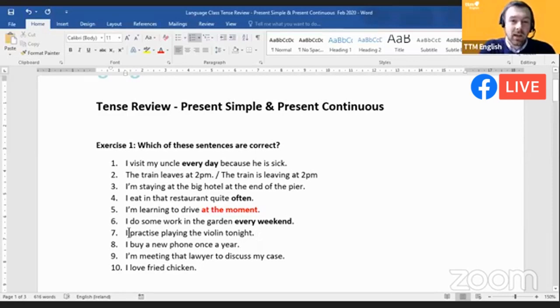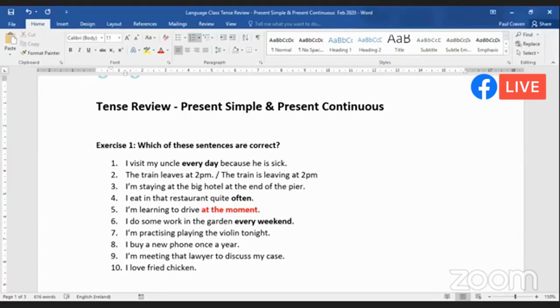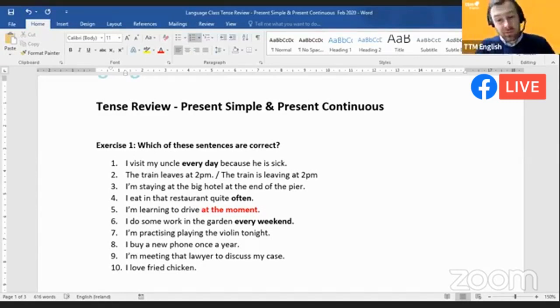So for me, I would use, I'm practicing, and I know it sounds strange. I'm practicing playing the violin. It's a future arrangement, not a future plan. We'll see the difference when you look at the future tenses. You've got plans, intentions, and arrangements. This one makes me think that I'm going to a teacher, or that I've put it in my diary, 7 p.m. practice the violin. So it's an arrangement. It's more certain than a plan. It's more certain than an intention. It's in the future. Okay, let's keep going.